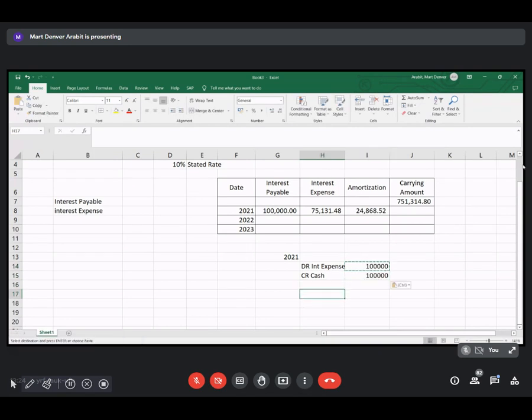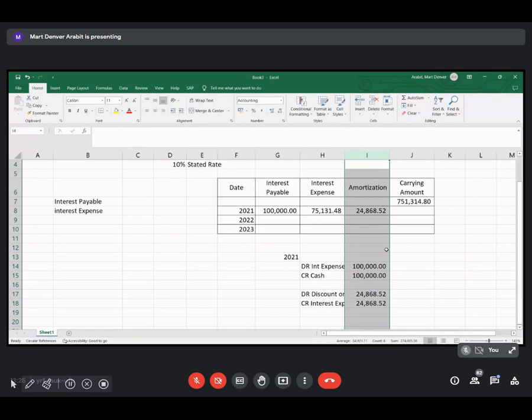And for 2021, the entry for the amortization would be debit, discount on notes payable amounting to this amount, and credit, interest expense, amounting also to this. So what is the effect?